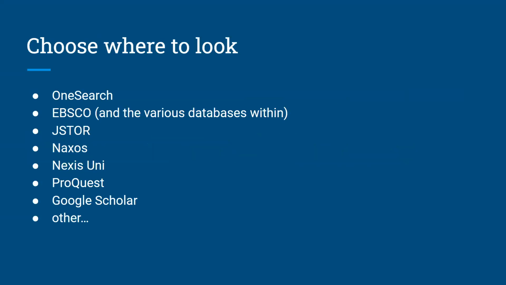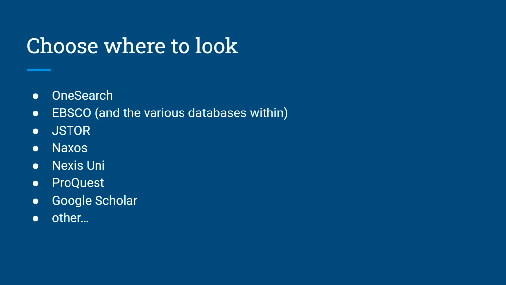So next step is going to be choosing where to look. You can have great key terms, but if you're looking in the wrong database, you're not going to be able to find the resources that are helpful for you. We have OneSearch, which is that main page on the library homepage. This can be a great place if you're looking for books, but it can also get a little bit persnickety when you're trying to use Boolean search and a lot of key terms.